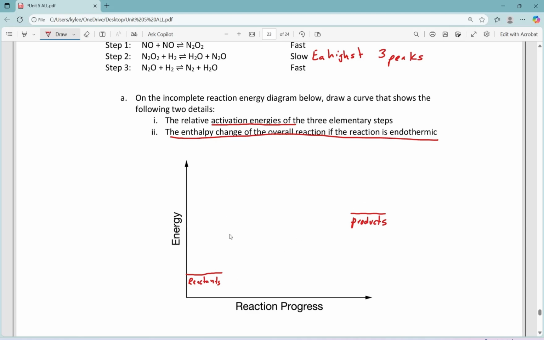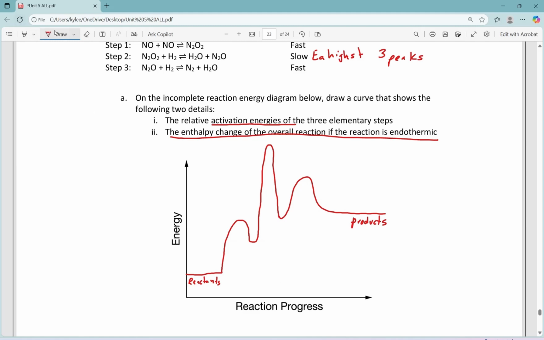Now, I need to show 3 peaks with my highest activation energy in step 2. So this is where it's going to be a little bit tricky. So I'm going to make a small activation energy for step 1, and then I need to have the biggest activation energy for step 2, and then a relatively small one for step 3. So I might have it look something like this.